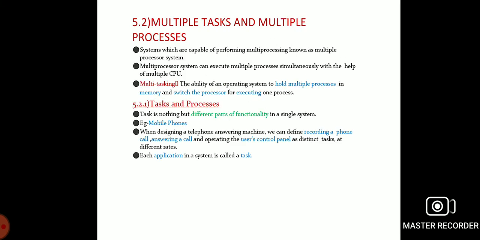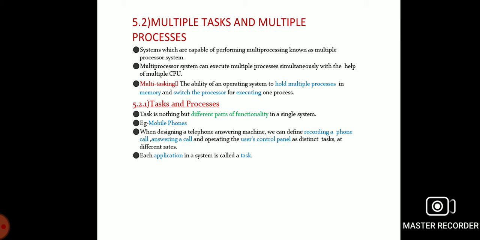Now we can move to multitasking and multiple processes. A system which is capable of performing multi-processing is known as a multiprocessor system. A multiprocessor system can execute multiple processes simultaneously with the help of multiple CPUs. Multitasking is the ability of the operating system to hold multiple processes in memory and switch the processor to execute one process. So these are multitasking.